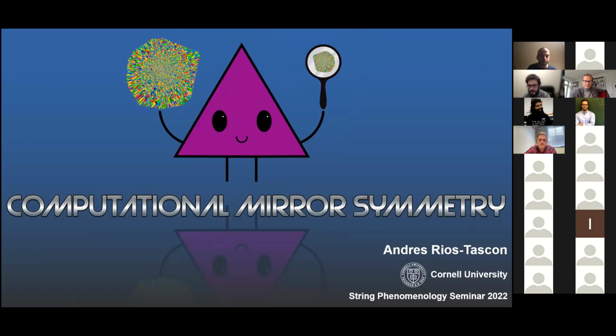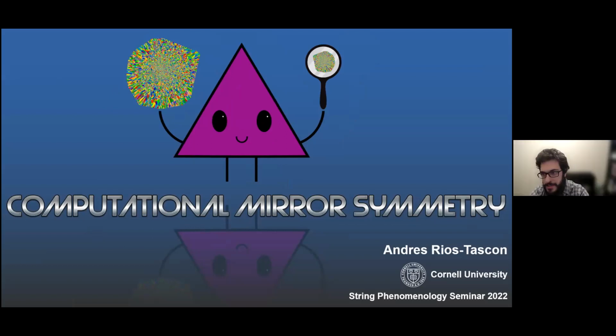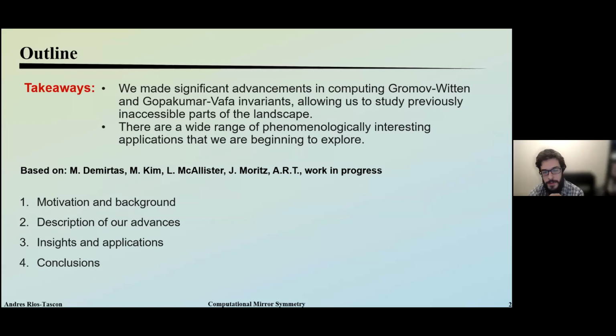Okay, so I'd like to start by thanking the organizers for the opportunity to present here. Today we'll be talking about computational mirror symmetry. The takeaway for this talk is that we've made significant advancements in computing Gopakumar-Vafa and Gromov-Witten invariants. This allows us to study previously inaccessible parts of the landscape with a large number of moduli. There's a wide range of interesting applications for our tools, and we're beginning to explore them. This is work done in collaboration with Mehmet Demirtas, Manki Kim, my advisor Liam McAllister, and Jakob Moritz.